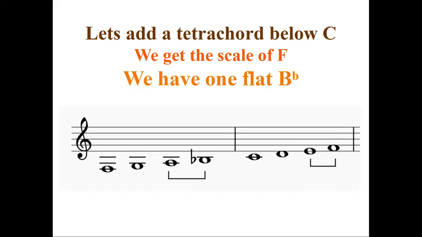Let's add a tetrachord below C instead of adding one above. So we have the first tetrachord on C: C, D, E, F, and we've added a tetrachord below that: F, G, A, B flat. Now we actually found we had to make the B into a B flat in order to preserve that semitone relationship in the first tetrachord.